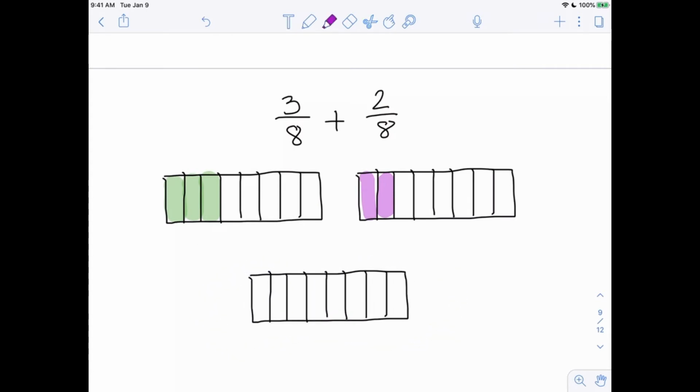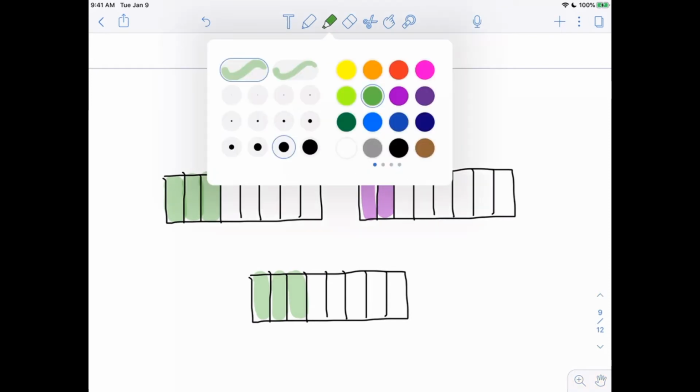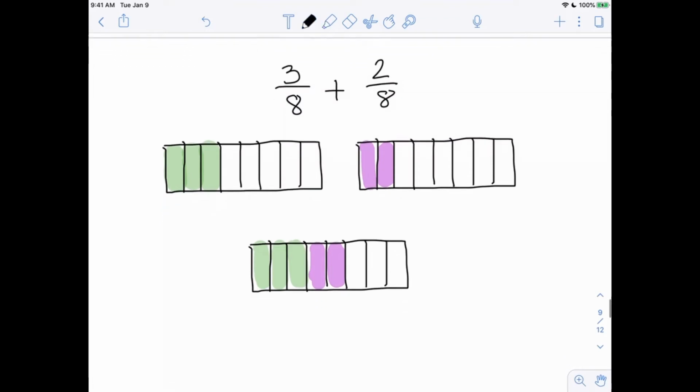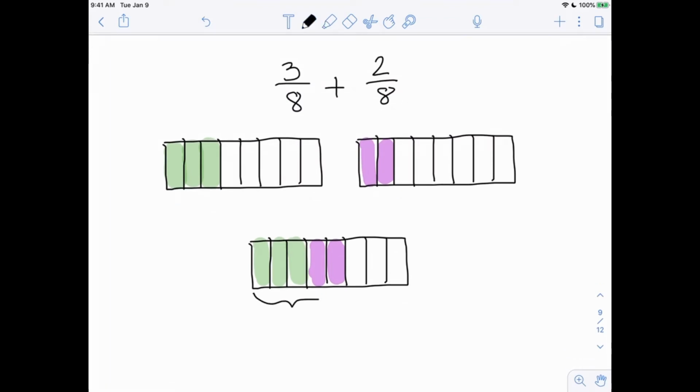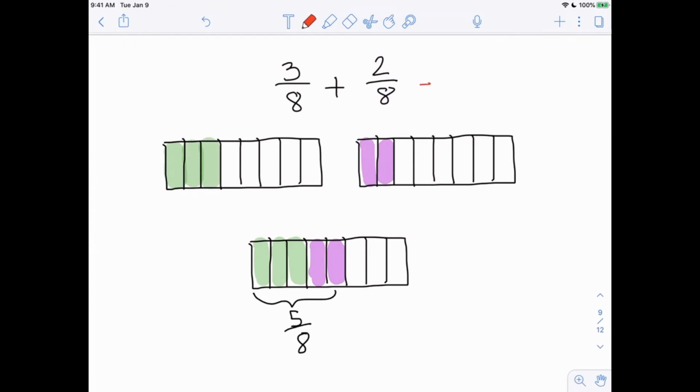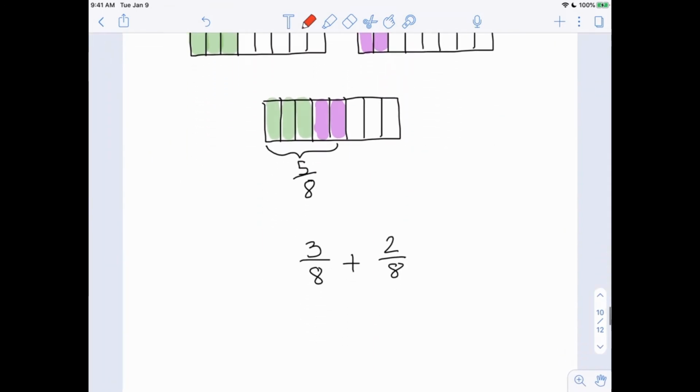And so what we're going to do is represent this all together. So 3/8 plus 2/8 means you've got your 3/8 right here, and then you've got your 2/8 right here. And so all together, that represents 5/8, because we see we've got 5 shaded in out of 8. So this really equals 5/8. Now, what would that look like on a number line?